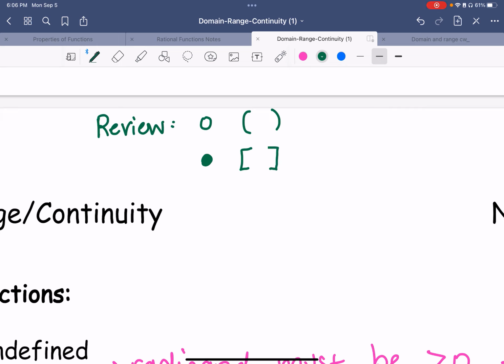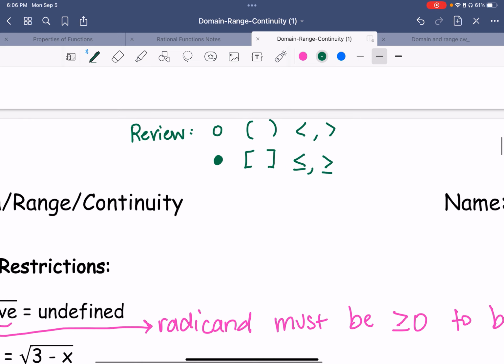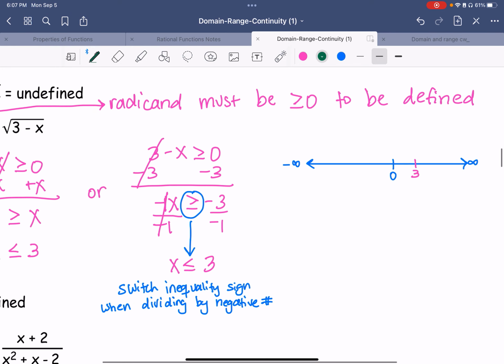In inequality notation, you use less than or greater than when it's open. And when it's closed, it's less than or equal to or greater than or equal to. Okay, so there's your little review. Write that down and study it. And then I'm going to be using that to do my number line.